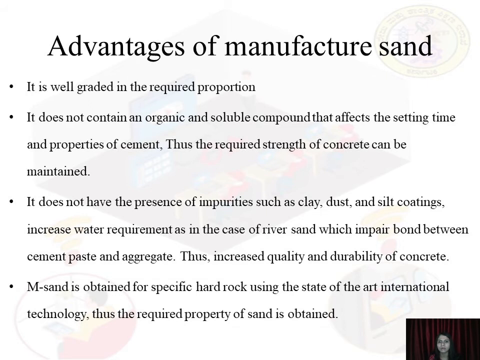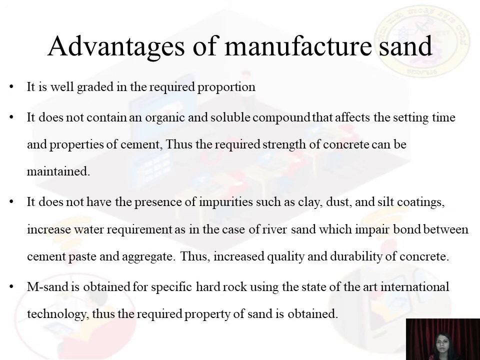The next is it does not contain an organic or soluble compound that affects the cement setting time. As I told, it is made of manufactured sand. It does not contain any natural vegetable matter in the sand, but in the river sand you can find all that. But in the M sand, it is free from all the organic matter.